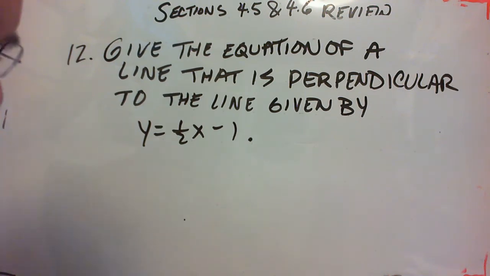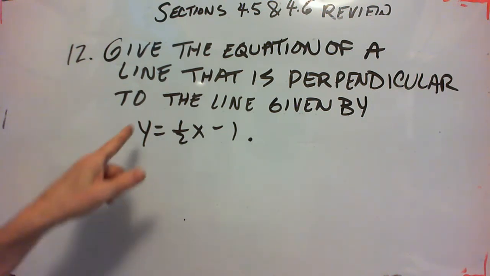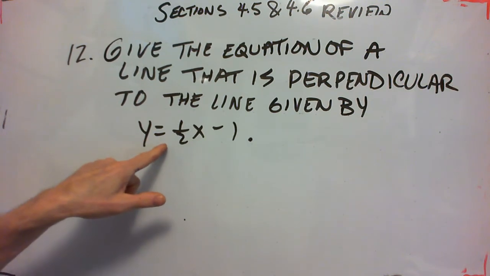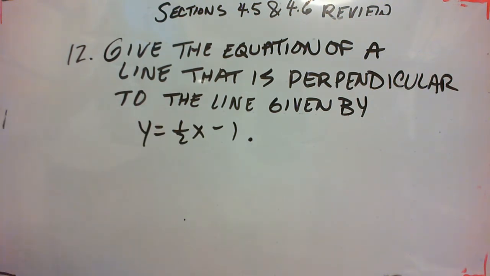Okay, for number 12, I'm just going to do number 12 here and explain what's going on. Give the equation of a line that is perpendicular to the line given by y equals 1/2 x minus 1. And I state the answers will vary.